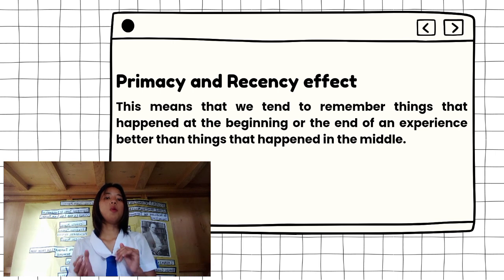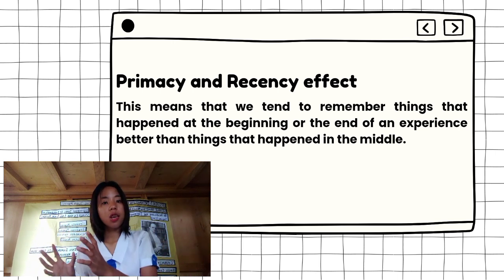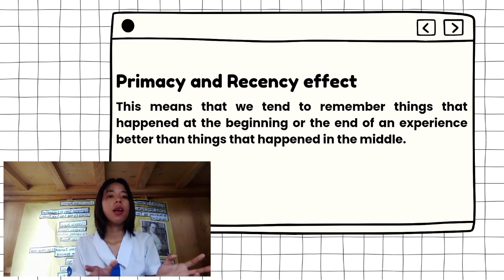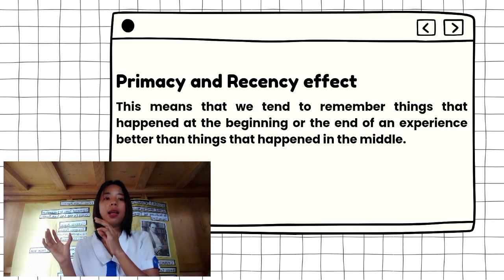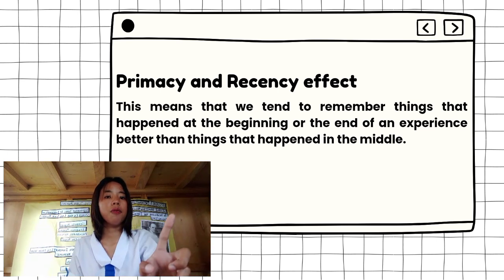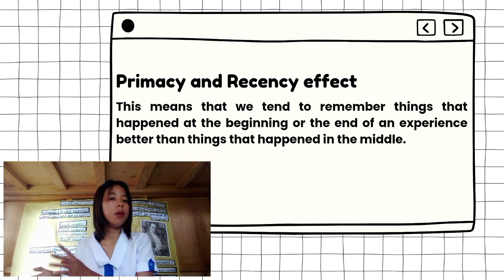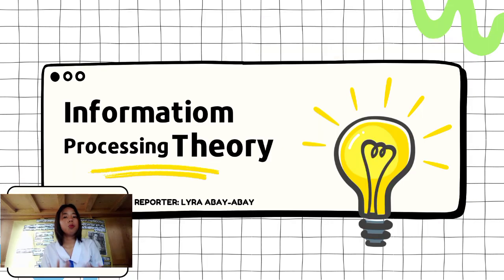Lastly, in retrieving, there is also something called the primacy and recency effect. This means that we tend to remember things that happen at the beginning or at the end of the experience better than things that happen in the middle. The primacy and recency effect means that maka-remember ta sa what happened in the beginning and what happened at the end. Retrieving information from your long-term memory is like finding books in the library. It takes some effort, but with the right strategies, you can find what you need.